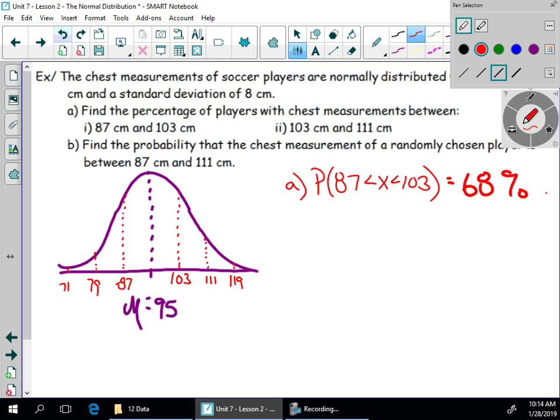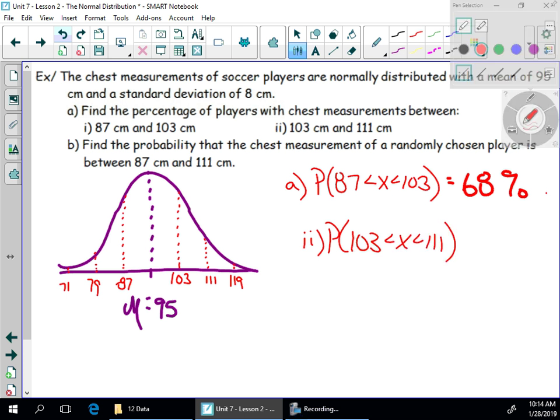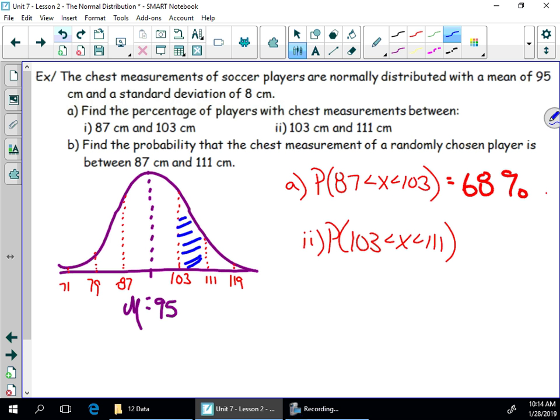Okay, let's try B, or part 2, I guess. Part 2 of that question. How about 103 to 111? Okay, 103 to 111. Ooh, I see that. That's right here. That's this segment of the curve.